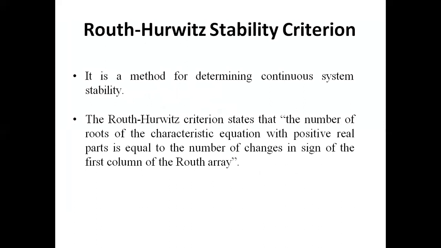Now, Routh Hurwitz stability criteria. It is a method for determining continuous system stability. The Routh Hurwitz criteria state that the number of roots of the characteristics equation with positive real parts is equal to the number of changes in sign of the first column of the Routh array. Before understanding that particular portion, we have to know how we will construct the Routh array.